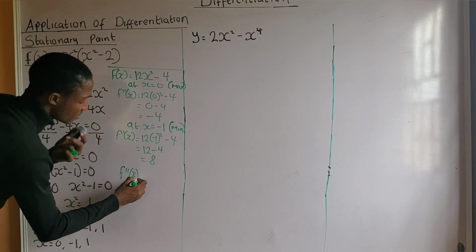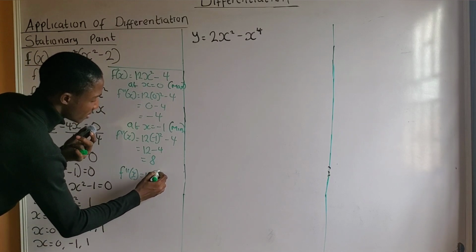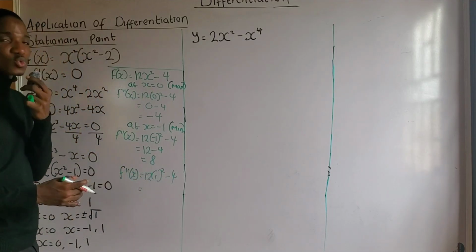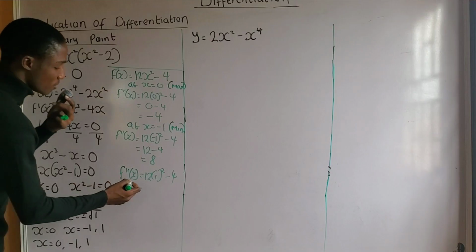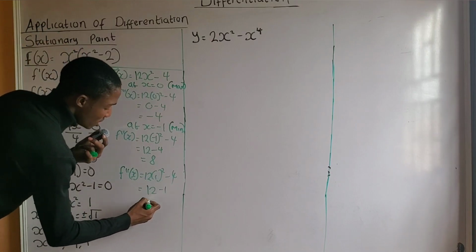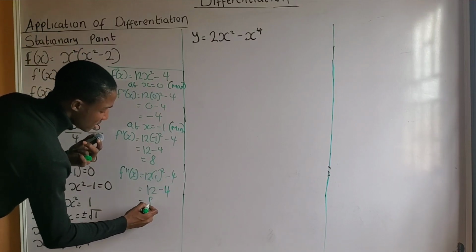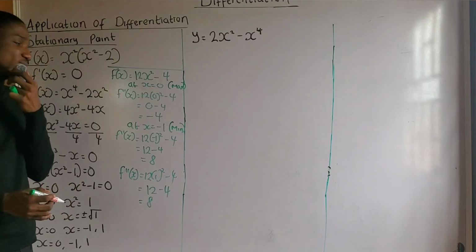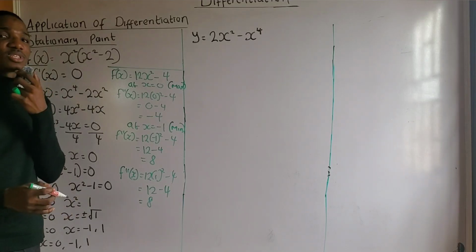The second derivative will be equal to 12 multiplied by 1 squared minus 4. So 12 times 1 squared is what? 1. 12 times 1 is 12. 12 minus 4 gives me 8. So you can see that at x equals 1, the second derivative is 8. The second derivative is greater than 0.